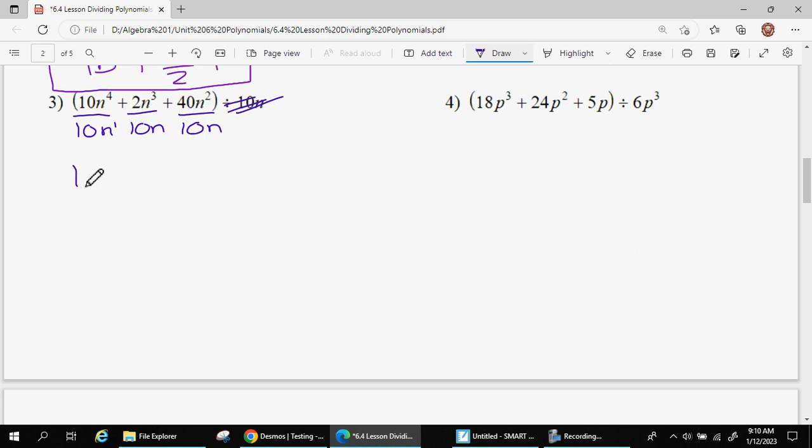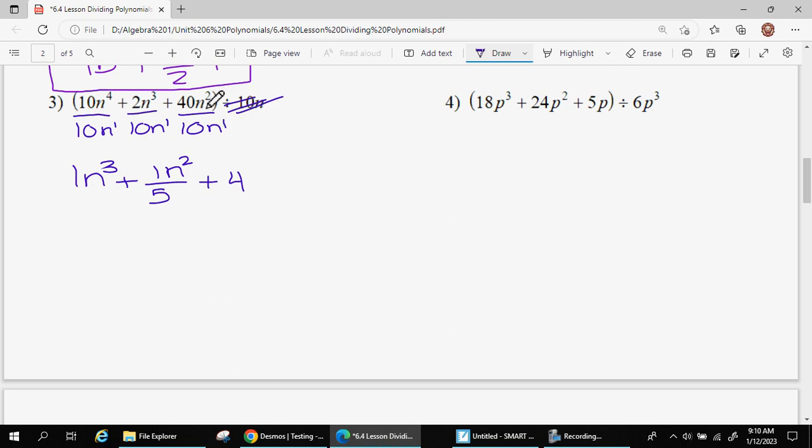Big minus small, since the bigger exponent was on top of the fraction, that's where my answer is going to go. 4 minus 1 is 3. 2 divided by 10 is 1 over 5. You can use Desmos to help you with that. 3 is bigger than 1, so my n is going to go on top of this fraction. 3 minus 1 is 2. 40 divided by 10 is 4.